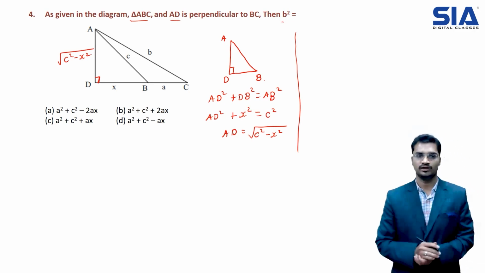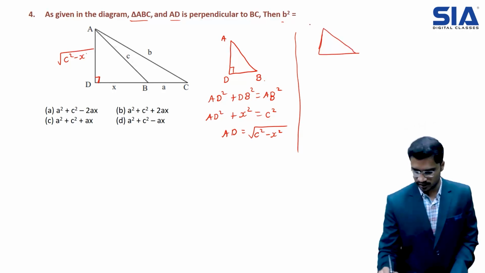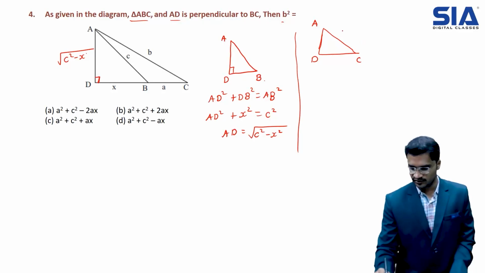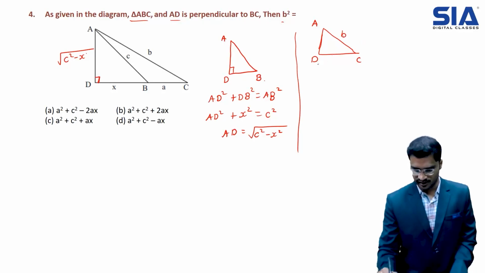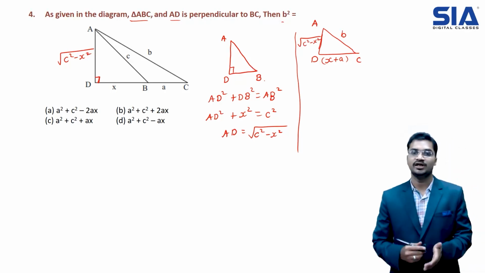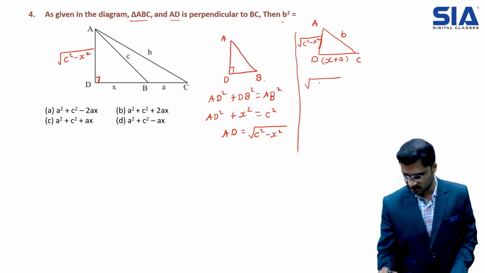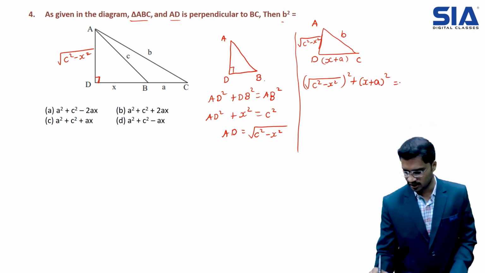Now let us look into the bigger triangle, which is ADC. The length of AC is B, the length of DC is X plus A, and the length of AD is under root of C square minus X square. Here also we are applying the Pythagoras theorem. So AD square, which is under root of C square minus X square whole square, plus X plus A whole square is equal to B square.